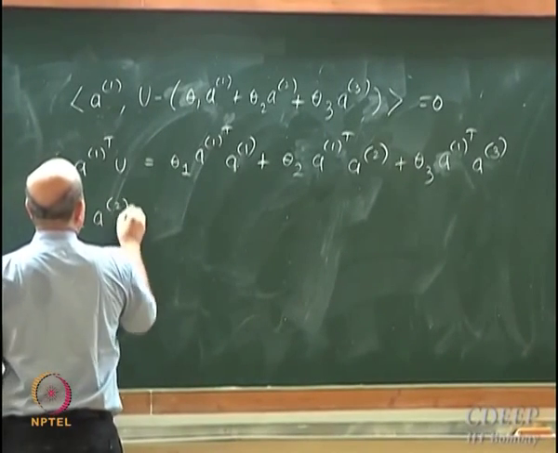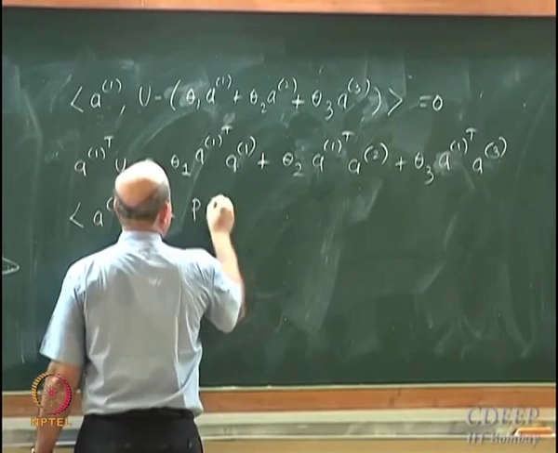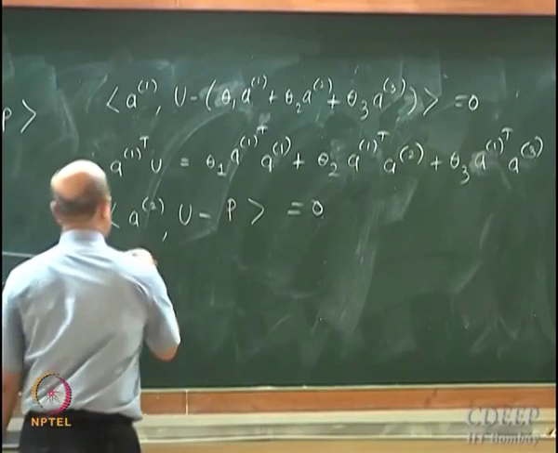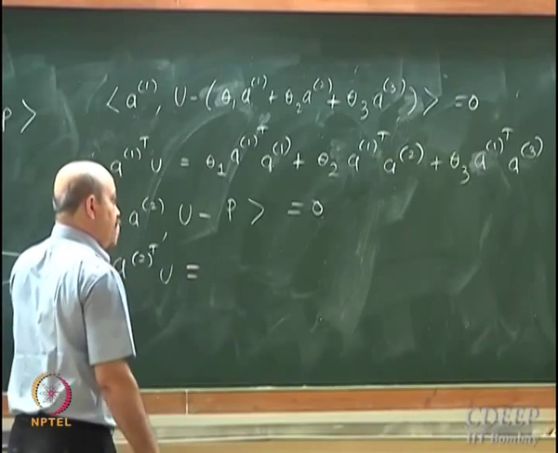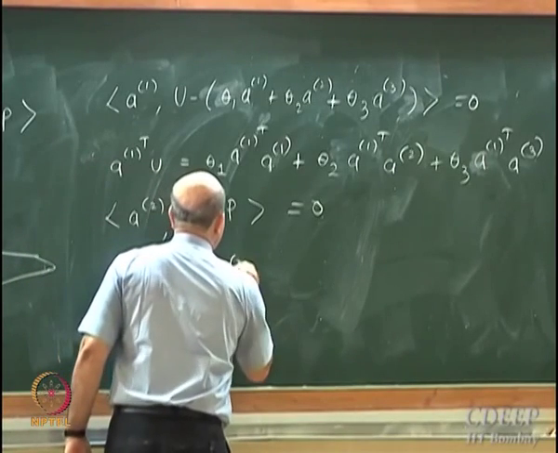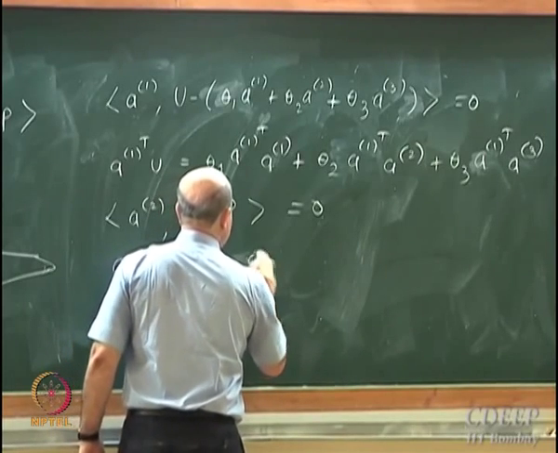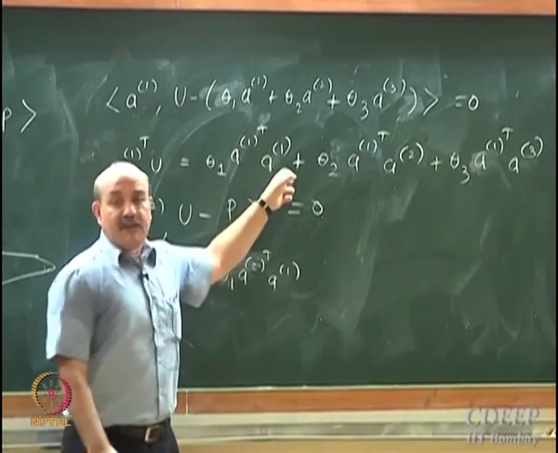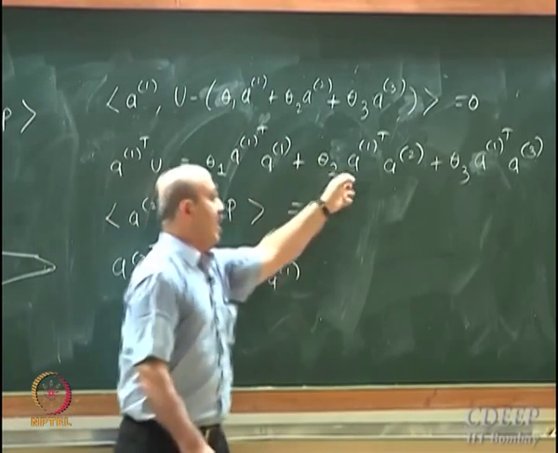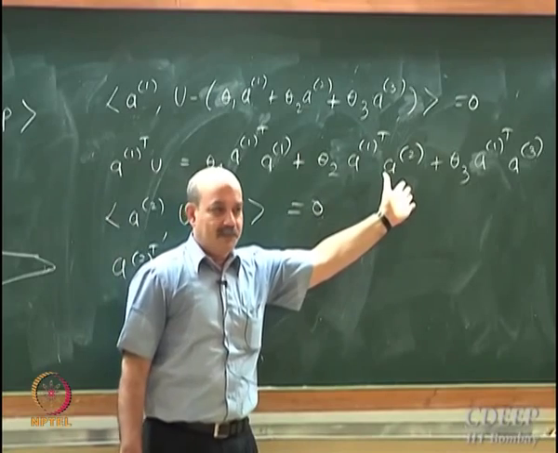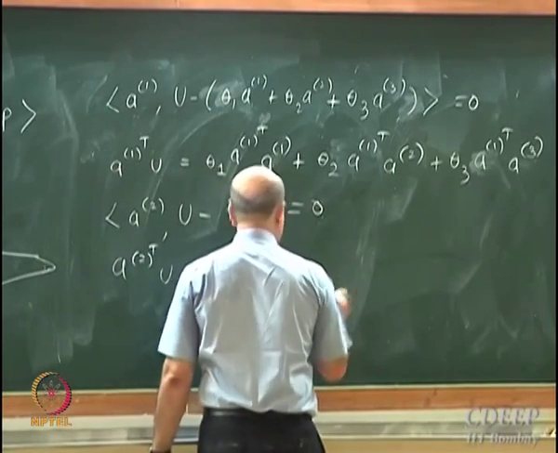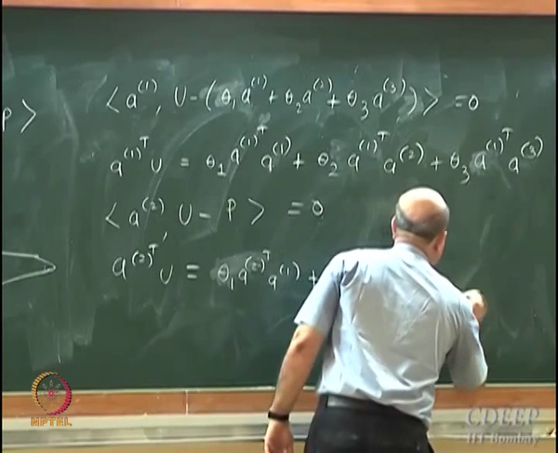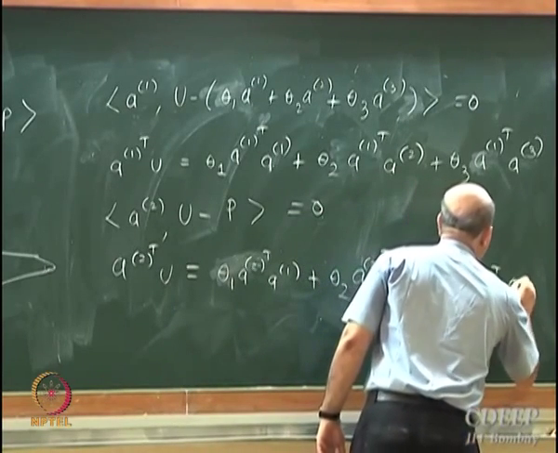What is the second equation? The second equation is A2 inner product with U minus P is equal to 0. What will it give you? A2 transpose U is equal to theta 1 A2 transpose A1. By the way, A1 transpose A1, is it a scalar? Always a scalar. A2 transpose A1, A2 transpose A2, is it a scalar? Always a scalar. Right? So I'll get another equation: theta 2 into A2 transpose A2 plus theta 3 A2 transpose A3.